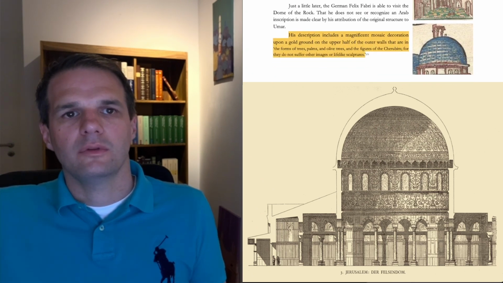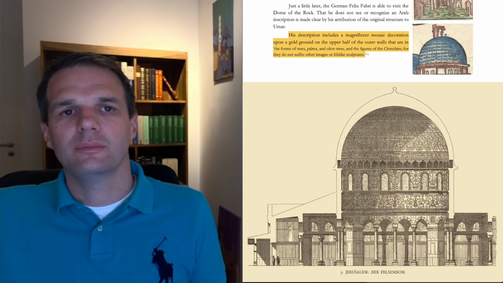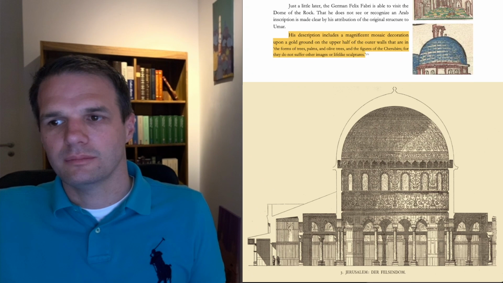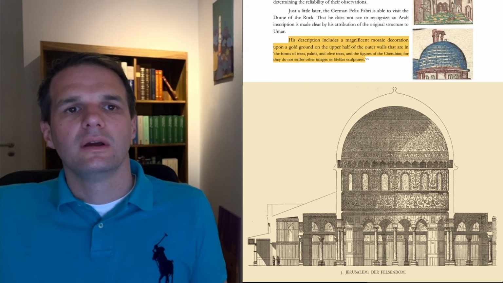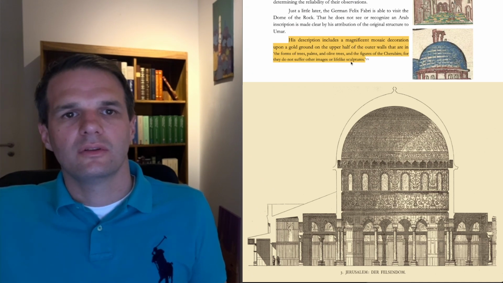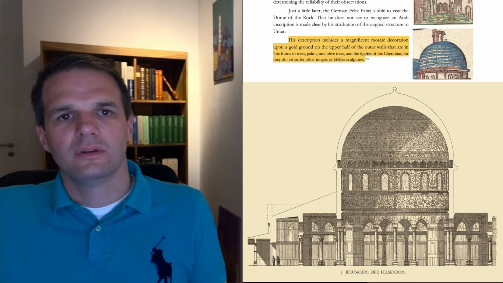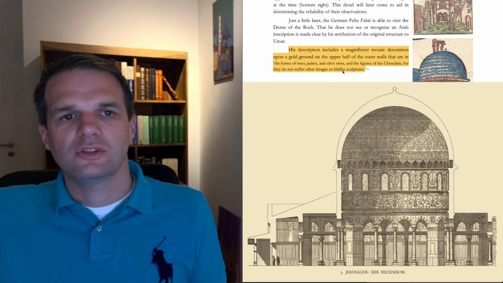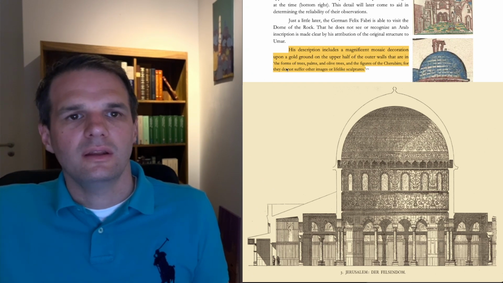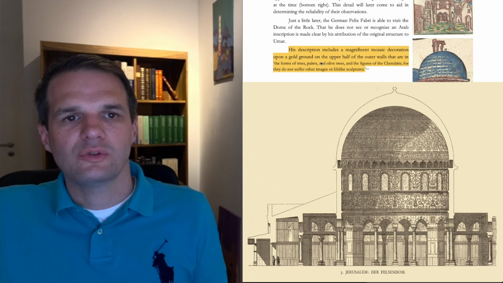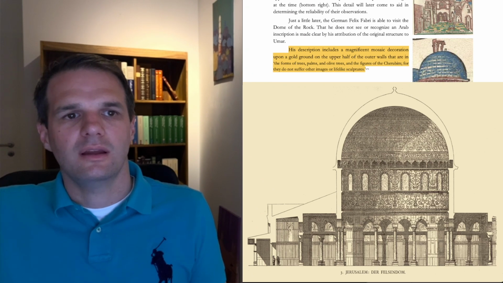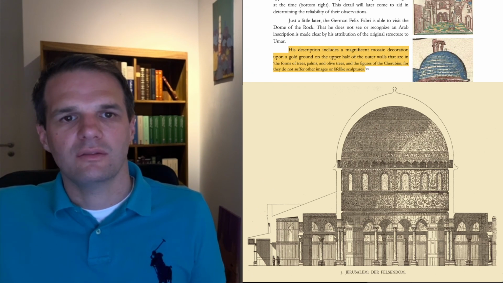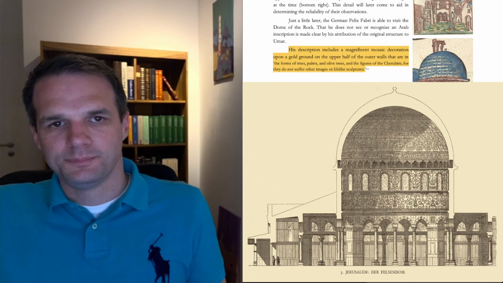Okay, so then we have here the German Felix Fabri, another pilgrim. He actually wrote a very lengthy account, so I also have that, but I'm not going to go into it because it's way too long. He does not see or recognize an Arab inscription, according to H.E. Deus, and in this case he's right. He writes that his description includes a magnificent mosaic decoration upon a gold ground on the upper half of the outer walls, in the forms of trees, palms, and olive trees, and the figures of cherubim, for they do not suffer other images or lifelike sculptures.